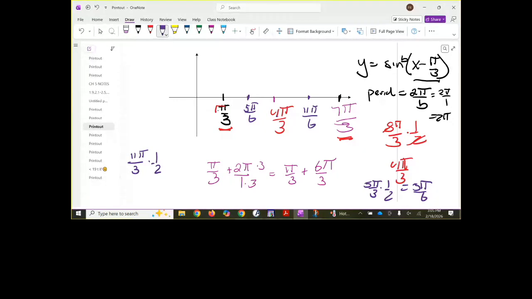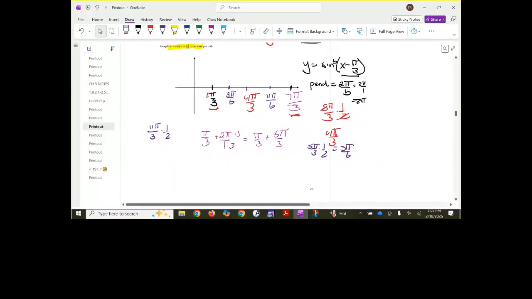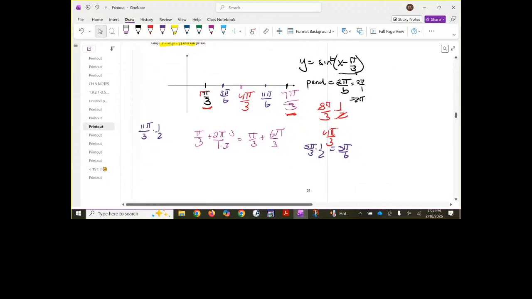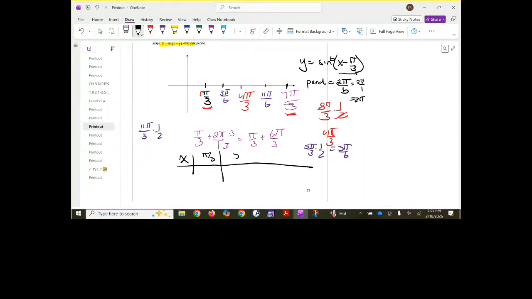So I have to do a little bit of scratch work here, y'all. I'm going to come back, my friends. I'm going to make a table again. Here's my X. I'm going to put pi over 3, 5 pi over 6, 4 pi over 3, 11 pi over 6, 7 pi over 3.